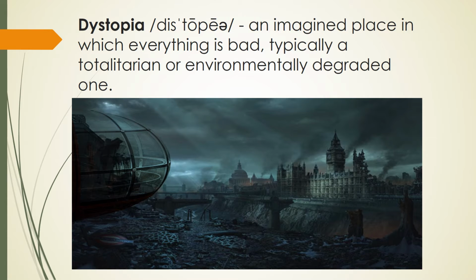So it's an imagined place where everything is bad. Typically a dictator, a totalitarian, someone is in charge that does not have the greater good of the society in mind. And often in the stories, it's environmentally a degraded place. Just like this scene here that I've shown you as an example. This is London. You can see the London Eye over here. This is the River Thames. And I believe Westminster Abbey over here.